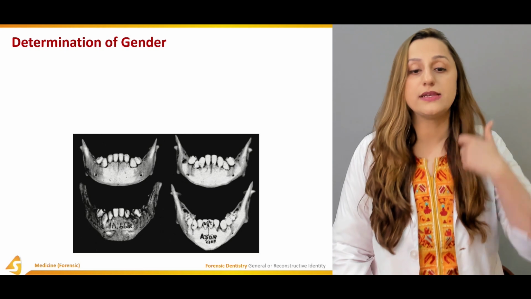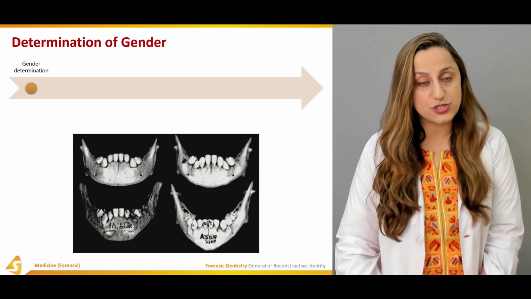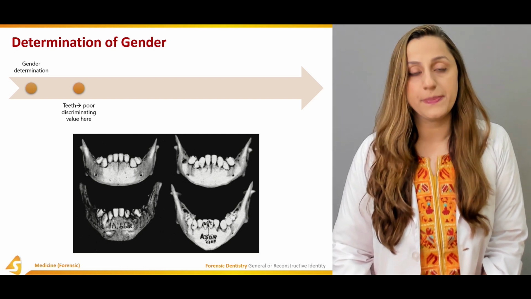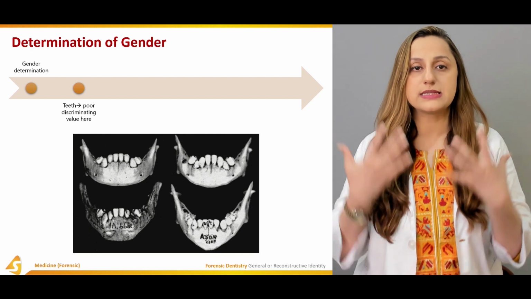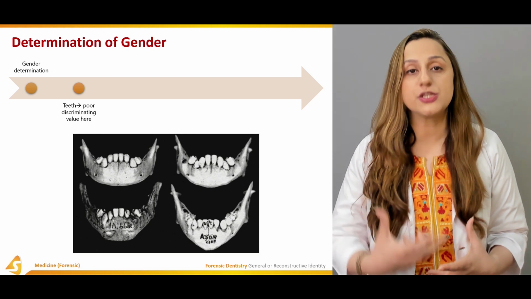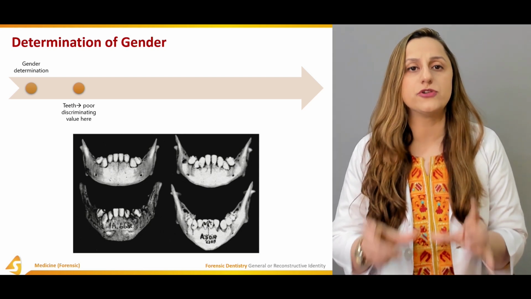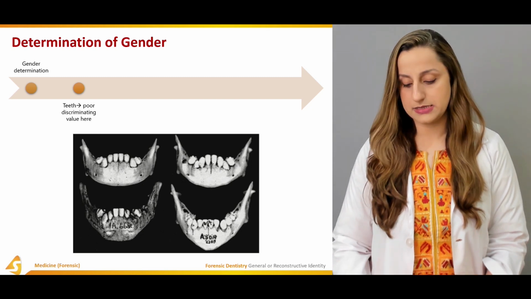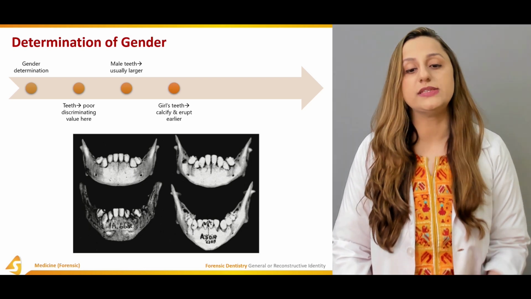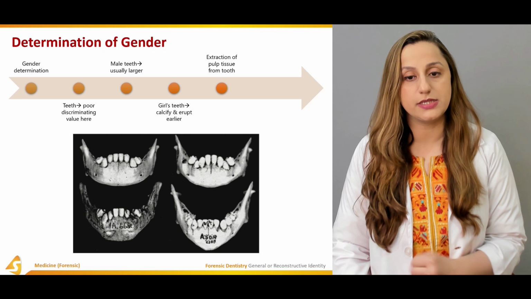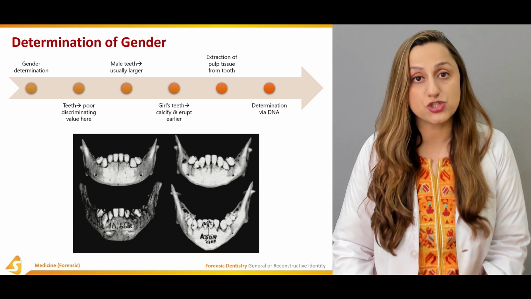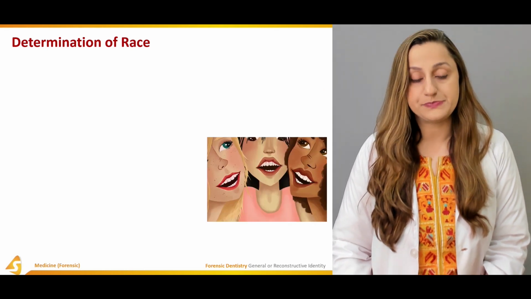So the determination of the gender is very important on the other hand. For gender determination, the teeth are poorly discriminating and they are of little value over here. The most important thing that we can consider is the mandible. The mandibular protuberance is quite quadrilateral in shape in males, and it is quite rounded in females. The male teeth are usually larger. The girl's teeth, or the female teeth, calcify and erupt earlier. The extraction of the pulp tissue from the tooth is again very important, and we can have the determination via DNA in such a case.